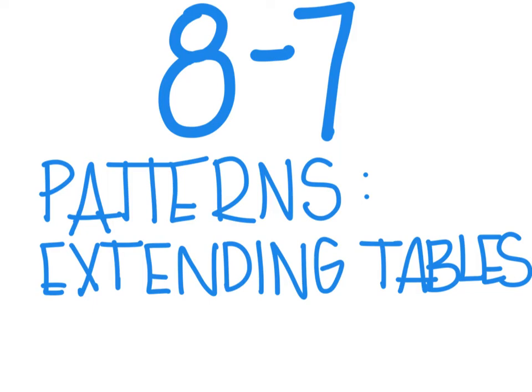In this video, I'm going to be talking about 8-7, which is called patterns, extending tables. So basically, we're taking tables like we had yesterday, and tables are a way for mathematicians and scientists and different people to organize data. So we're taking data that's in these tables, numbers, and we're going to find the relationships between different rules. So yesterday we were finding rules, today we're finding relationships. So I'm going to talk on the next slide about what that means.